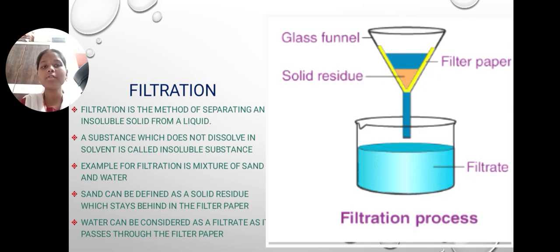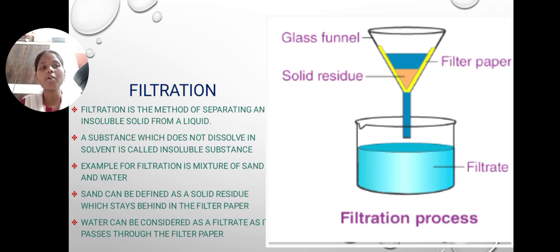Let us see about the filtration process. Filtration is the method of separating an insoluble solid from a liquid. A substance which does not dissolve in a solvent is called an insoluble substance. An example for filtration is a mixture of sand and water. Sand is the solid residue which stays behind in the filter paper, and water is the filtrate. This figure shows the filtration process in which a glass funnel, a beaker and filter paper are used.